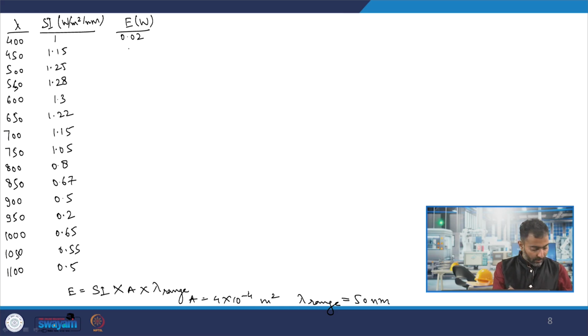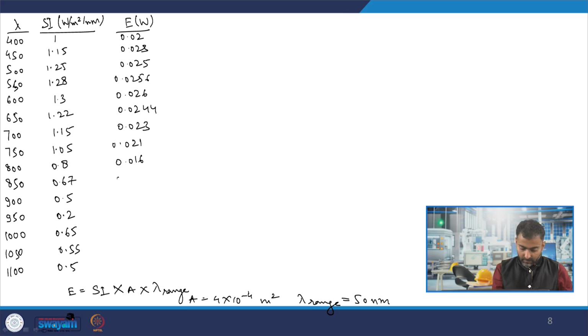You have 0.02, then 0.023, 0.025, then 0.0256, then 0.026, 0.0244, 0.023, 0.021, 0.016, 0.0134, 0.01, 0.004, 0.013, 0.011 and 0.009.